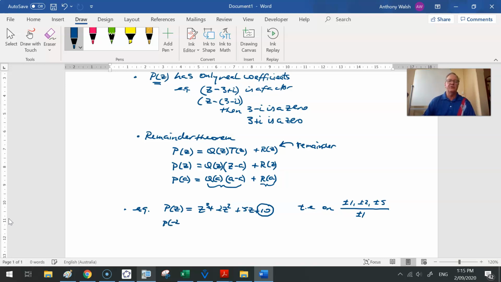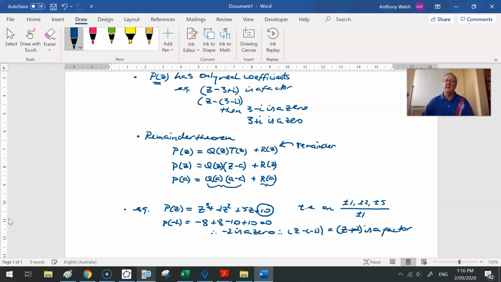When I put negative 2 into that polynomial, I get negative 2 cubed, which is negative 8. Negative 2 squared, which is 4, times 2, which is 8. Negative 2 times 5 is negative 10. And plus 10, guess what? That equals 0. What does that mean? That means that negative 2 is a zero. And therefore, it also means that z minus negative 2, or z plus 2, is a factor.